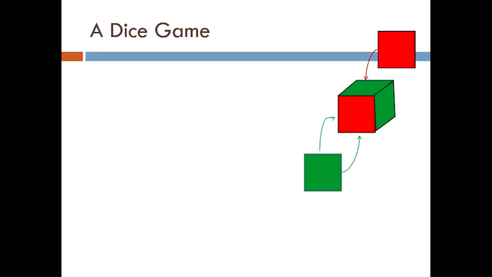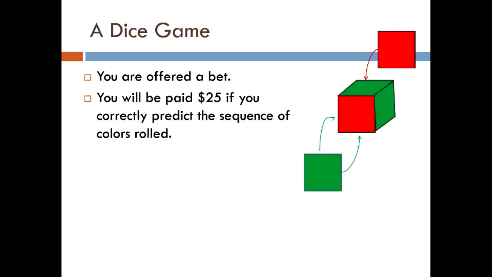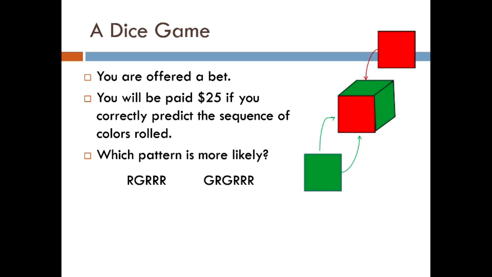All right, so here's the bet that you've been offered. Obviously an imaginary bet, because I'm not going to really give you anything if you're right. You'll just have the pleasure of knowing you were right. So you're offered a bet. You will be paid $25 of imaginary money if you correctly predict the sequence of colors rolled. So before anything gets rolled, you have to say which of these 2 sequences you think is going to happen. So which one is more likely? Which one would you bet on? Red, green, red, red, red, or green, red, red, red. Which one do you think is more likely?